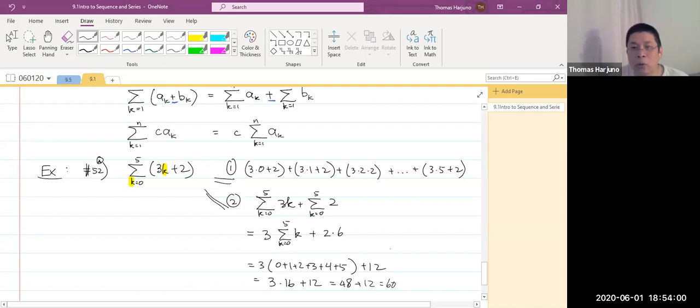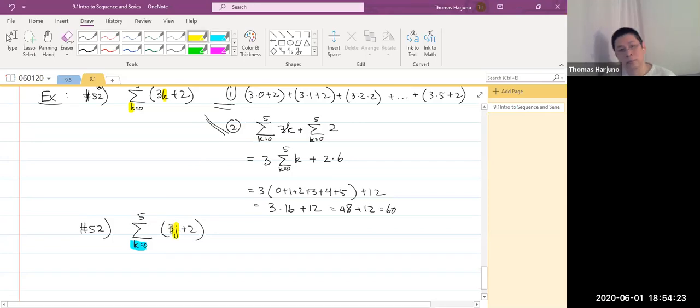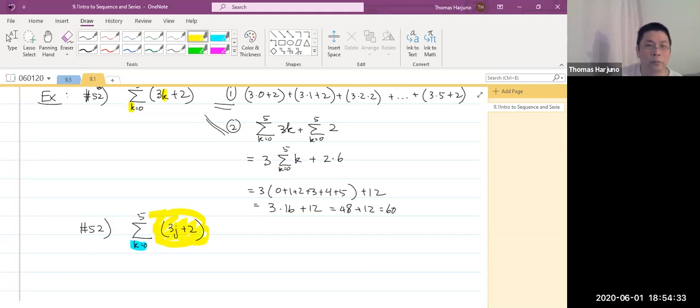Now the original question is supposed to be j. So the summation of k equals 0 to 5 of 3j plus 2. Now notice that the index is k, but the variable here is not k. So there is no k in the expression, and you need to see this 3j plus 2 as a constant term.